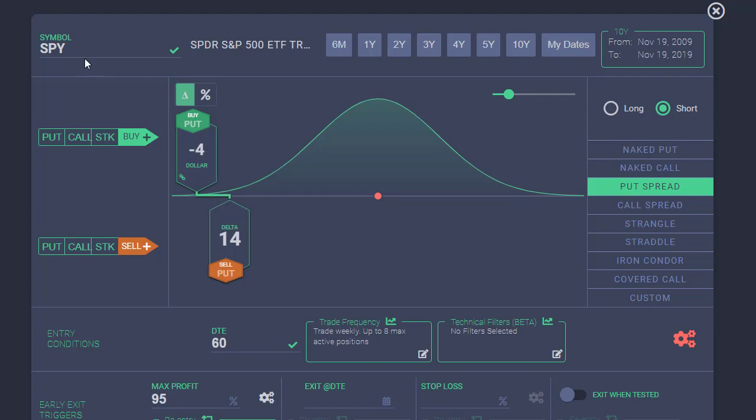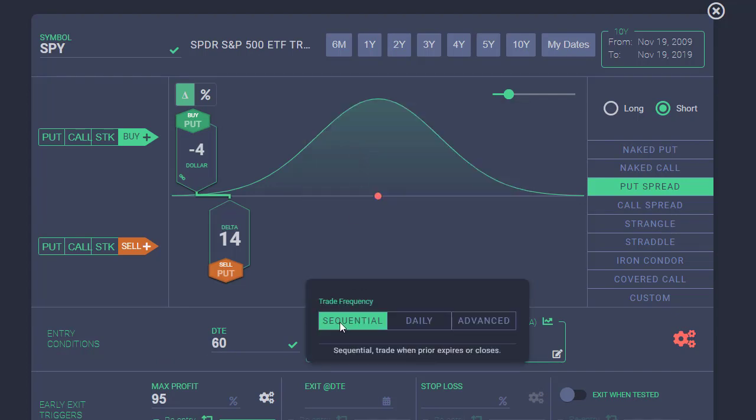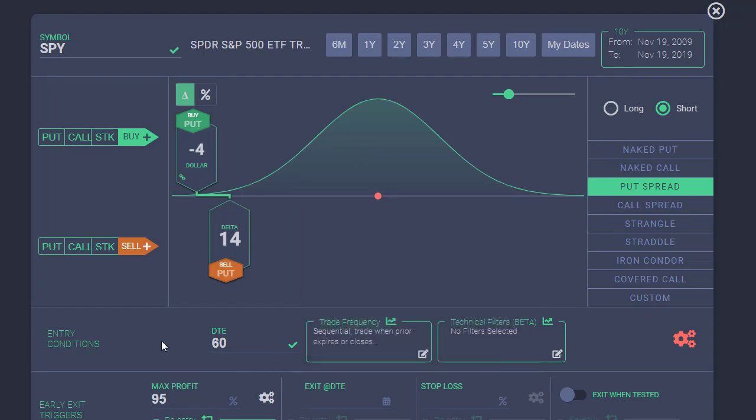So for SPY, you can adjust these parameters and everything, but this is kind of where I ended up, and I think you'll like the return on capital when we look at that in a second. So that's the trade. Our entry conditions are going to be, we're going to open the trade when there's 60 days to expiration. I'm going to just change the frequency to sequential. What that means is it's basically going to trade one trade at a time, and once you're out of the one trade, it'll then look to trade another one.